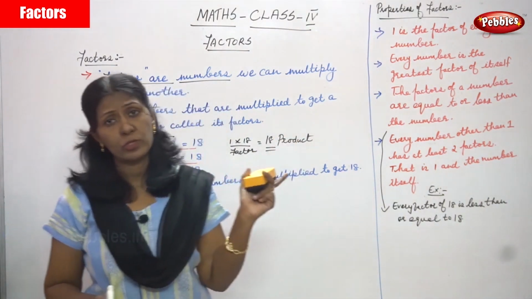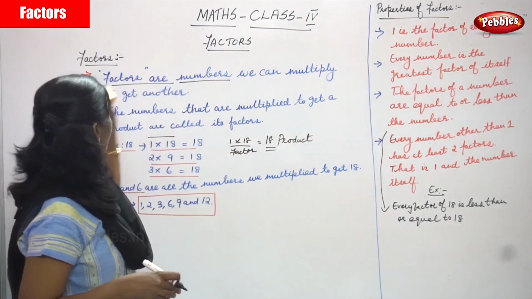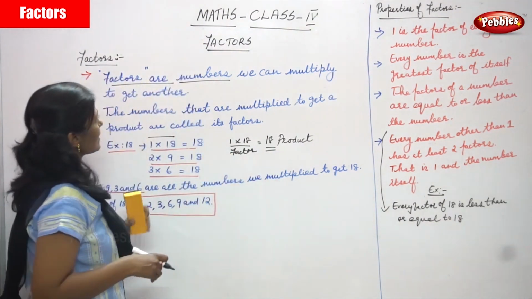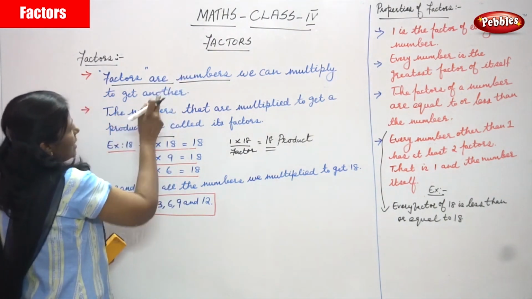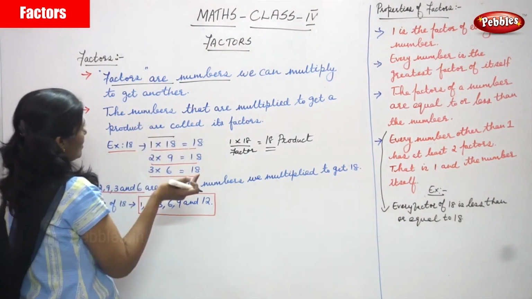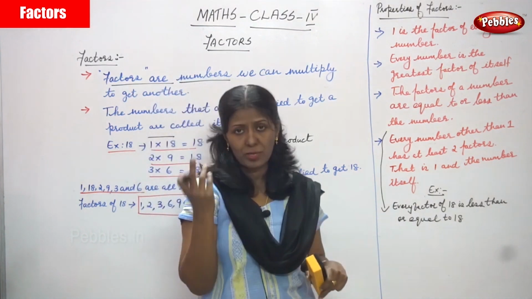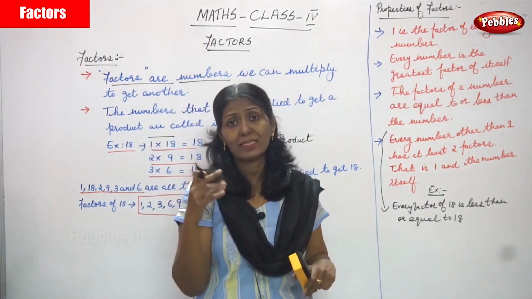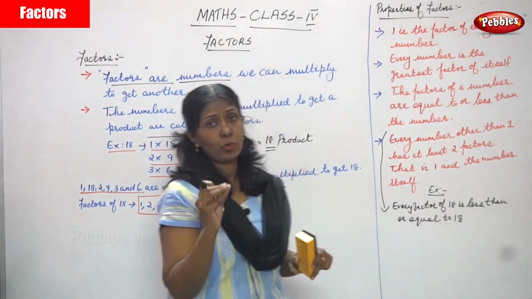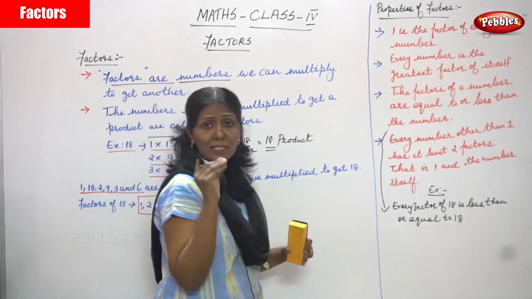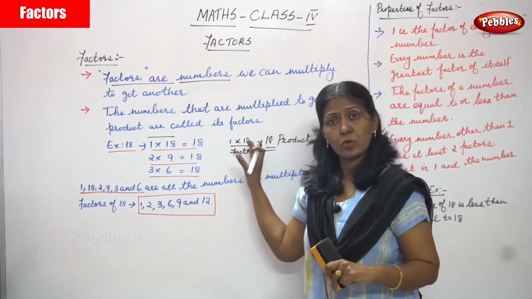Okay, I'll repeat. In today's class we are going to see factors. This is Math Class 4, factors. First we have to see the definition of factors. I am giving two definitions. Factors are numbers we can multiply to get another. Both numbers are multiplied together and you get a result, an answer. It is called a product. Factors are numbers that are multiplied together.